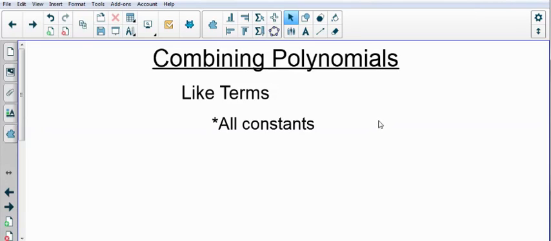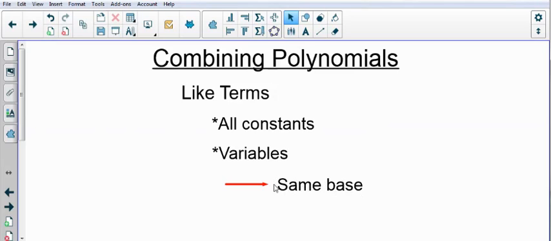They're just by themselves. The other things that are like terms are variables, but if and only if those variables have the same base, the same letter on the bottom, and they have to have the same exponent, the same power. Otherwise, you cannot combine them. You cannot add and subtract them unless they have the same base and the same exponent.